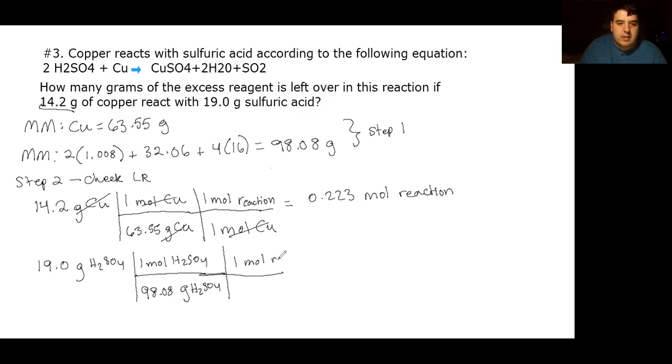Now we need to look at this. It's not going to be the same as copper here. Now copper in this reaction only required 1 mole. However, for sulfuric acid to get this reaction to work, or to get this reaction to properly work, we need to have 2 moles of the sulfuric acid.